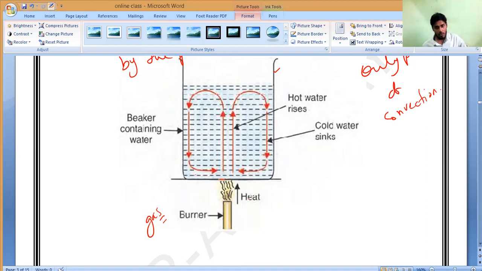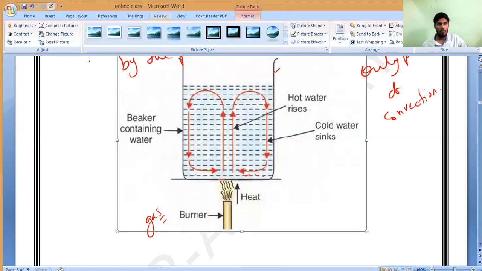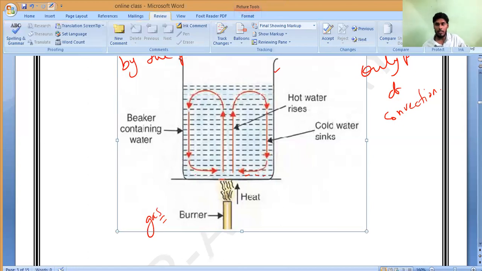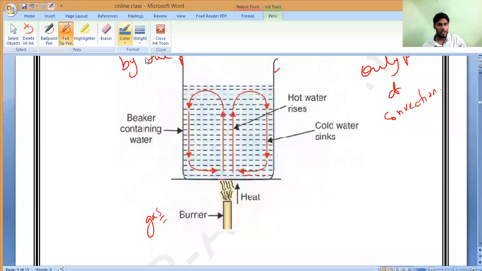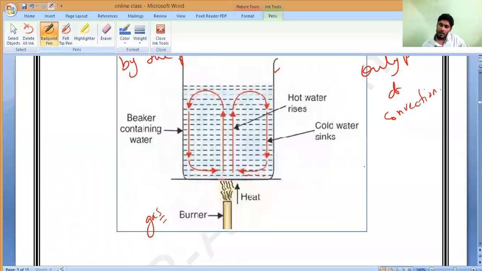Just above the burner, this is where we have the water molecules. Let me take another color so that we can understand better. The water particles present just above the burner, what should we call them? Bottom water. These particles just above the burner will gain the heat energy.